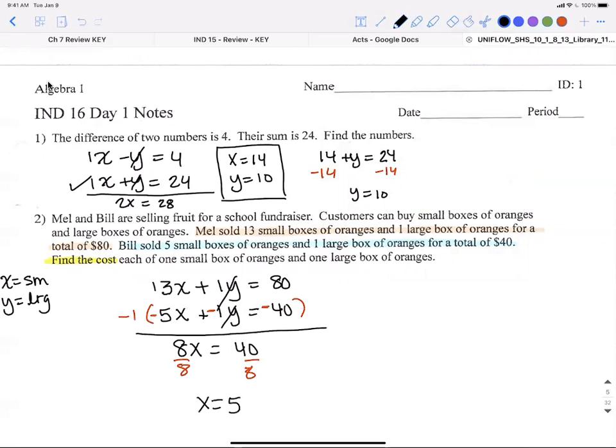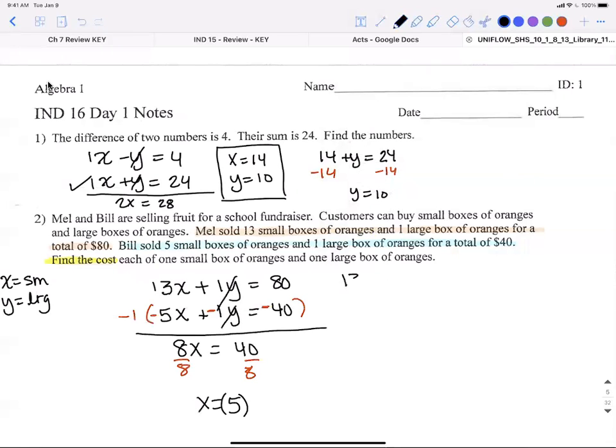Now I'll worry about writing my actual answer here in a second. Let's just solve for my other variable. So knowing that X equals 5, I can go back to either one of these original equations. I'll pick the top one. And now where I see an X, I can put the number 5 in. I can plug that number in because I know part of my answer now.